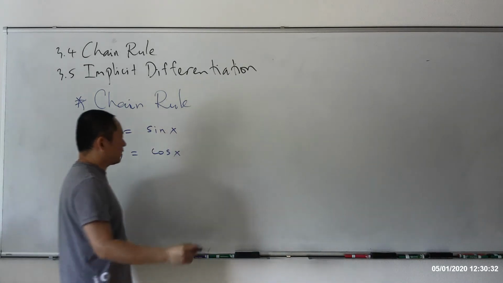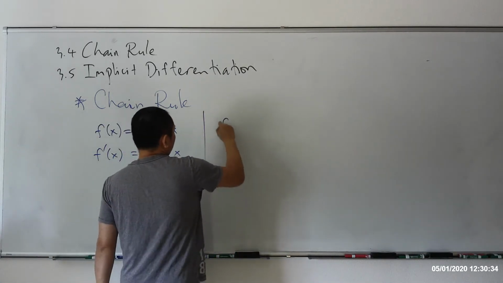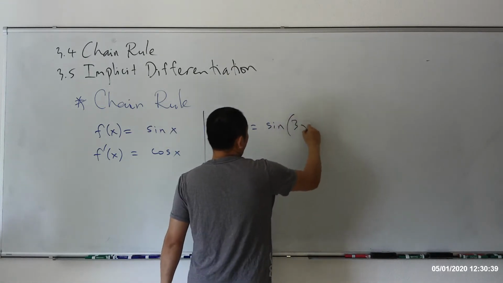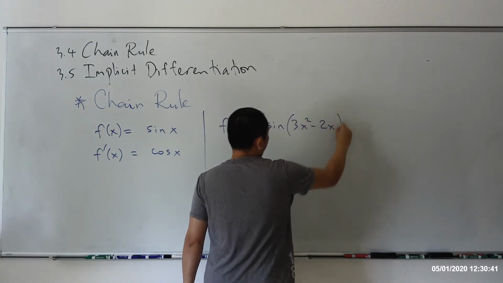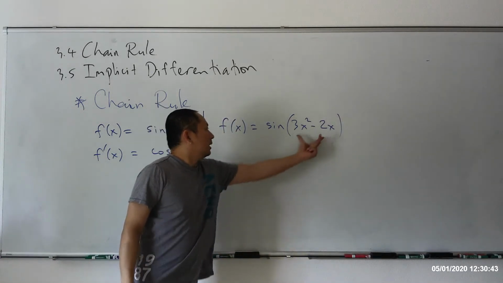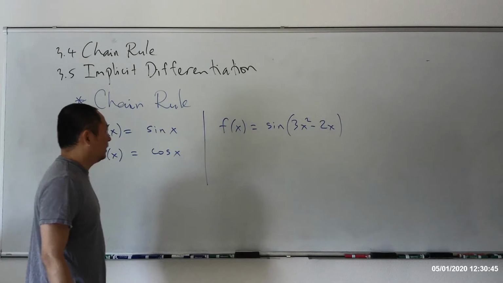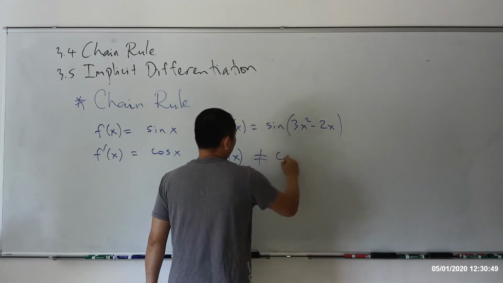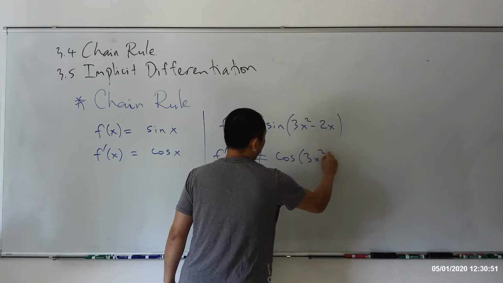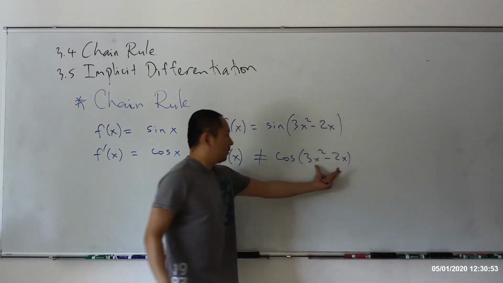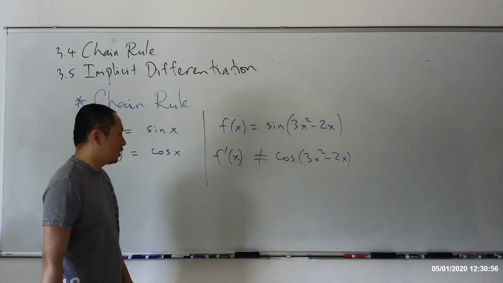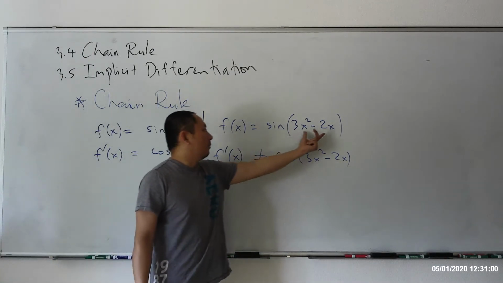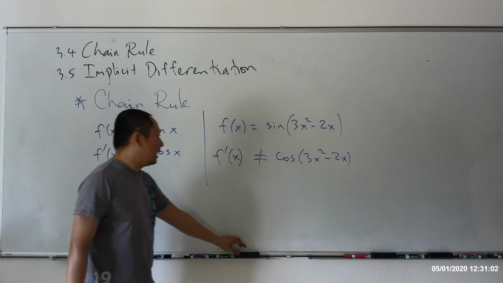What if our function is not that simple? What if your function is f of x equals sine of, say, 3x squared minus 2x. You see? So it's not just a single x anymore. And the derivative of f of x will not be equal to cosine of 3x squared minus 2x. Okay? Because the variable is not just x, it's the whole thing. The chain rule is going to help you solve this type of problem whenever you have a big mess as a variable. So the idea is this.